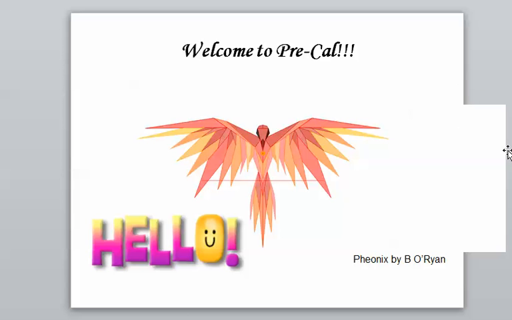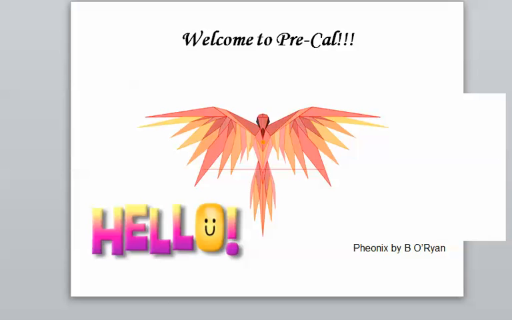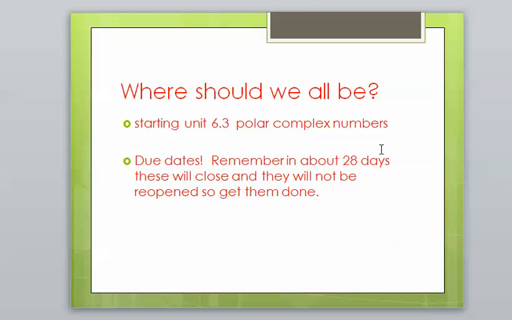What we're looking at in pre-cal right at the moment is Unit 6, which deals with polar coordinates. And what we're looking at this time is 6.3, the polar coordinate complex numbers.